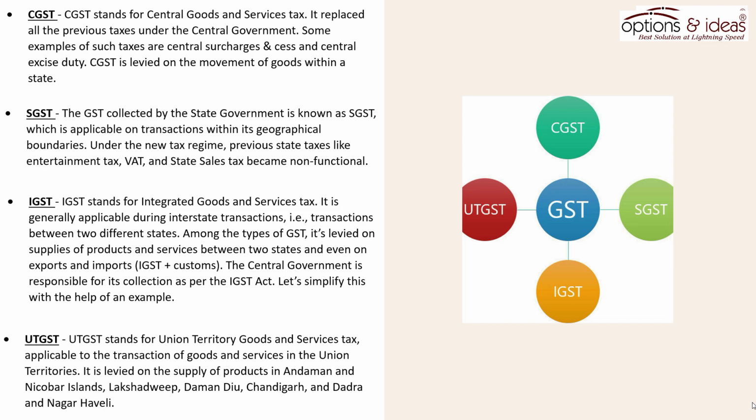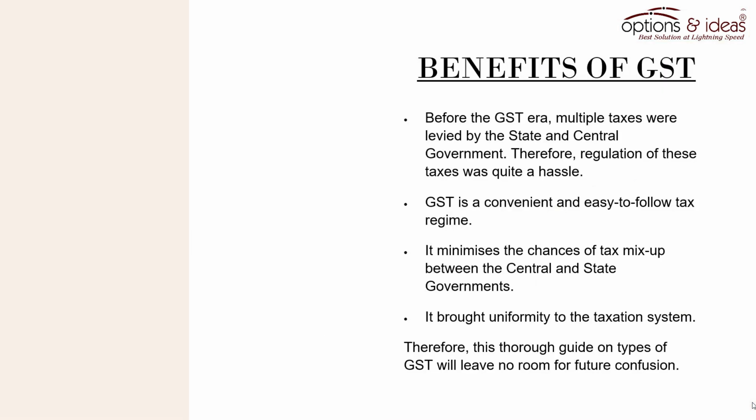UTGST stands for Union Territory Goods and Services Tax, applicable to the transaction of goods and services in the Union Territories. It is levied on the supply of products in Andaman and Nicobar Islands, Lakshadweep, Daman Diu, Chandigarh, and Dadra and Nagar Haveli. Let you know the benefits of the GST.